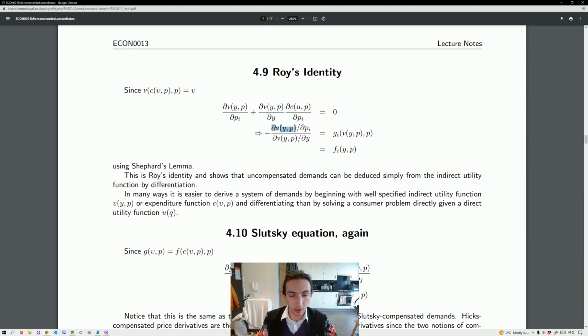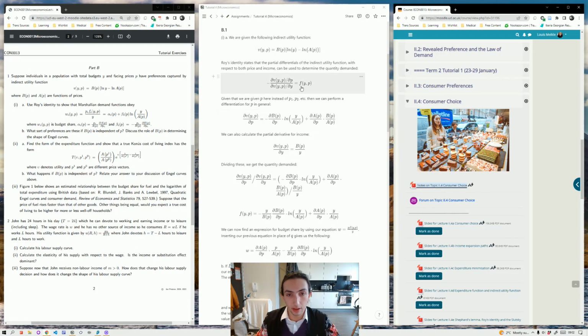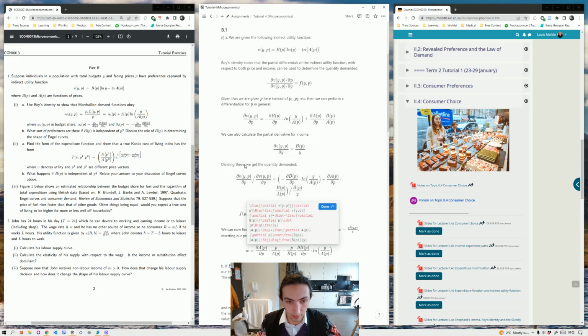The partial differential of the indirect utility function with respect to price, and the negative version of this, mind you, divided by the partial differential of the indirect utility function with respect to income is equal to the Marshallian demand. We know that. Remember it is the negative specifically in this case. So then we divide it, it's a negative. I think I forgot to put the negative on, that was probably why.